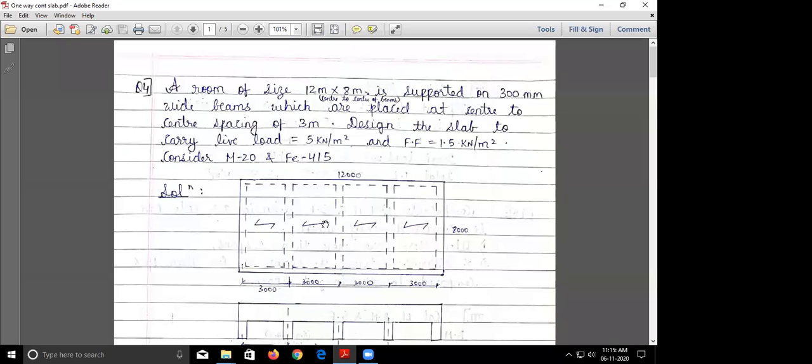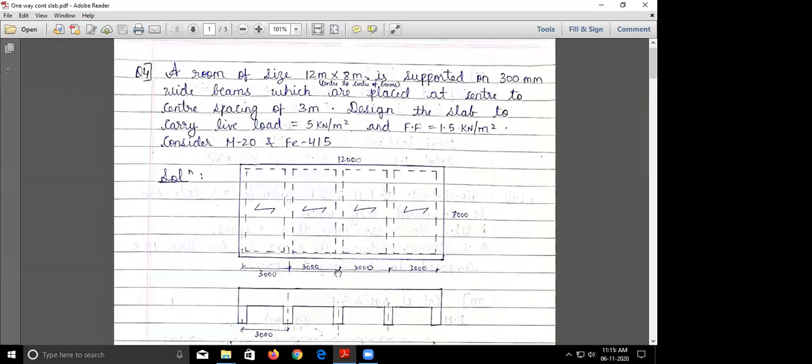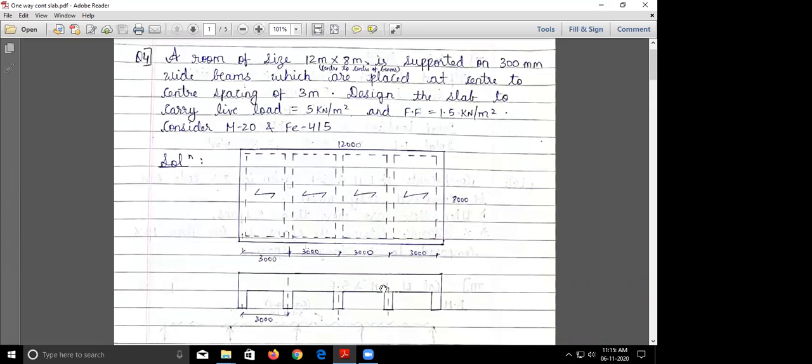So this is nothing but a one-way slab. So this is the section of it. So this is the center to center distance, that is 3 meters. I hope this diagram is clear to everyone. So now let us see the design procedure for this.